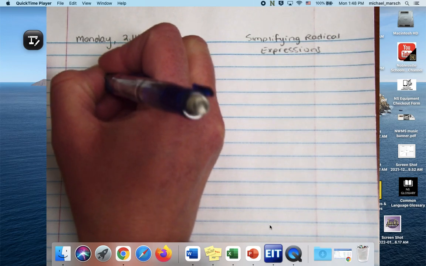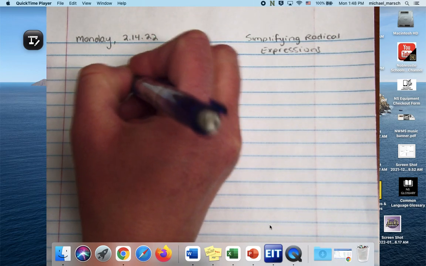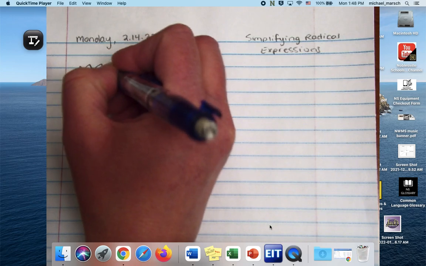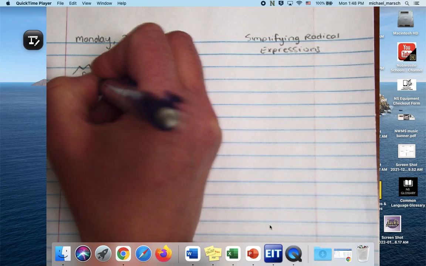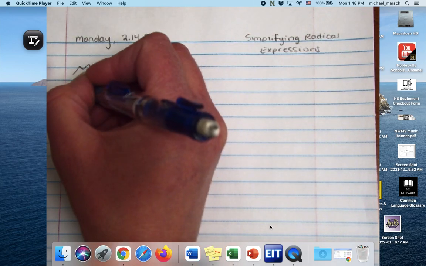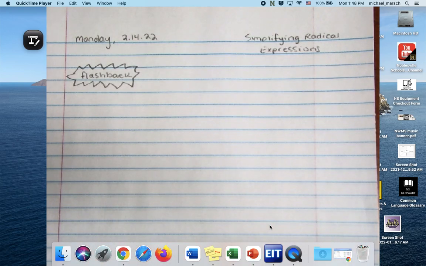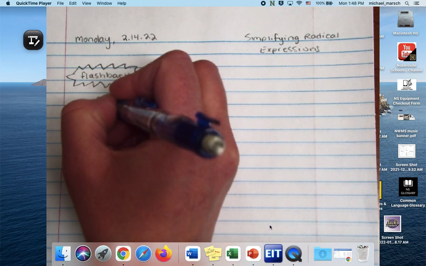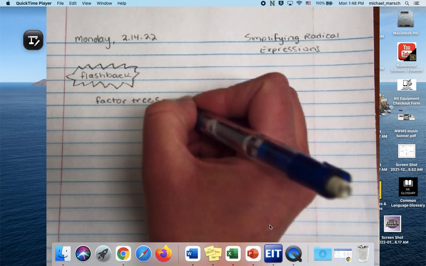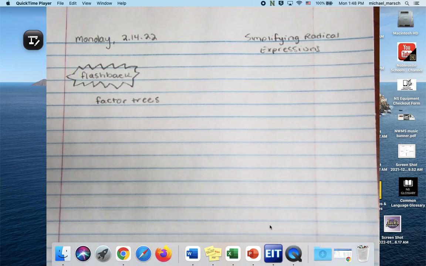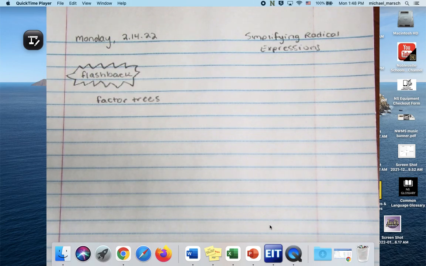Back here. Flashback, right? To factor trees. Who remembers factor trees? Kind of. It's like an upside down tree, which is weird, but it's a factor tree.